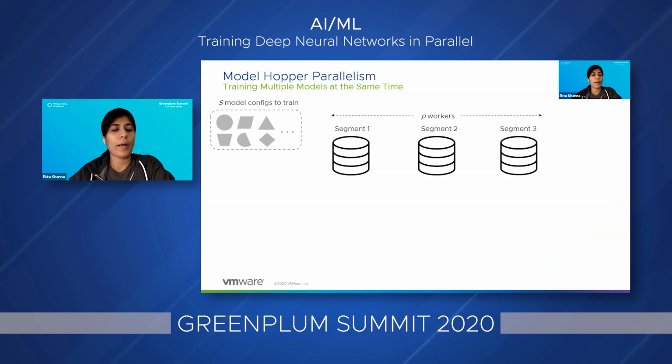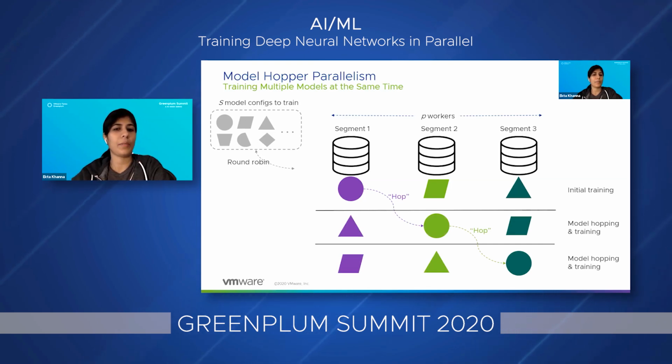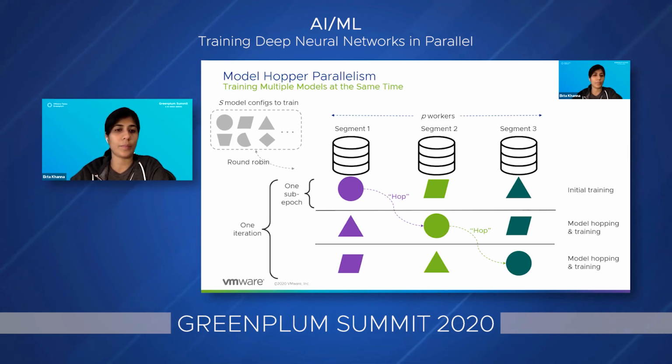So what is model hopper parallelism? Suppose we have P workers, 3 segments in this case, and we want to train S configurations on these 3 segments. We start in a round robin fashion, selecting 3 model configurations that we want to train. And once the model is trained on all the rows in that segment, it is hopped to the next segment. And we do this until each model has been trained on the entire data set. To go through some terminology, training the model on all rows of a segment is known as one sub-epoch, and training the model on all segments is known as an iteration.